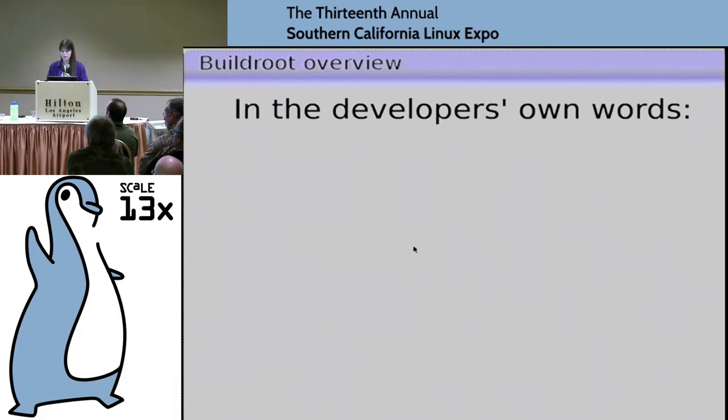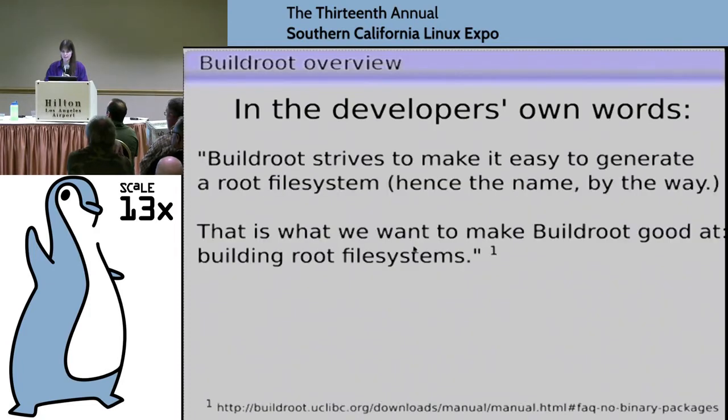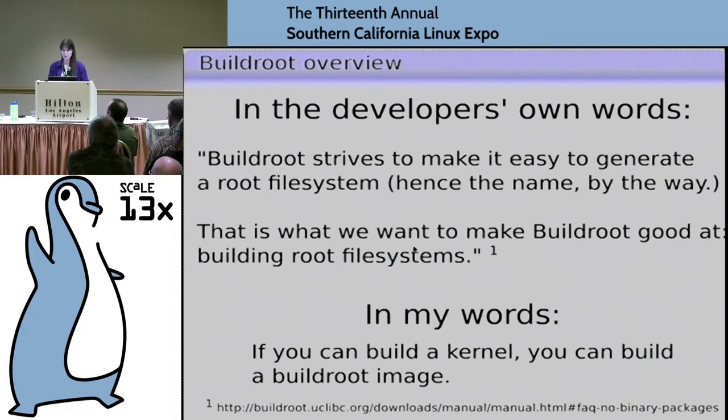So let's take a look at how the Buildroot developers describe their system. Buildroot strives to make it easy to generate a root file system, hence the name, Buildroot. This is what we want to make Buildroot good at, building root file systems. So, that was hard. In my words, if you can build a kernel, you can build a Buildroot image. That's how simple it is. Once you've got the kernel part down, it does not take you much longer to get the rootfs part down.